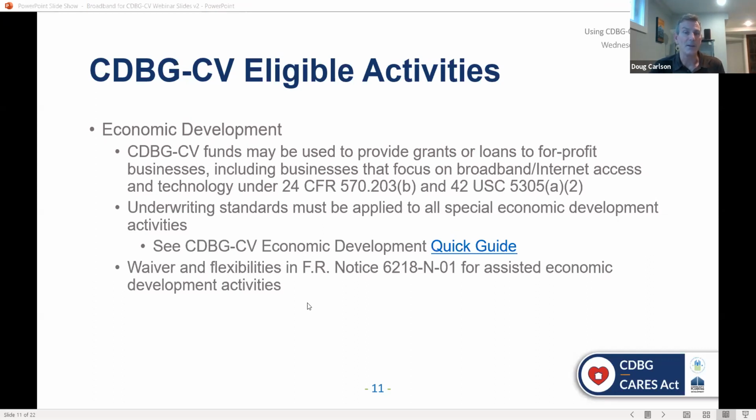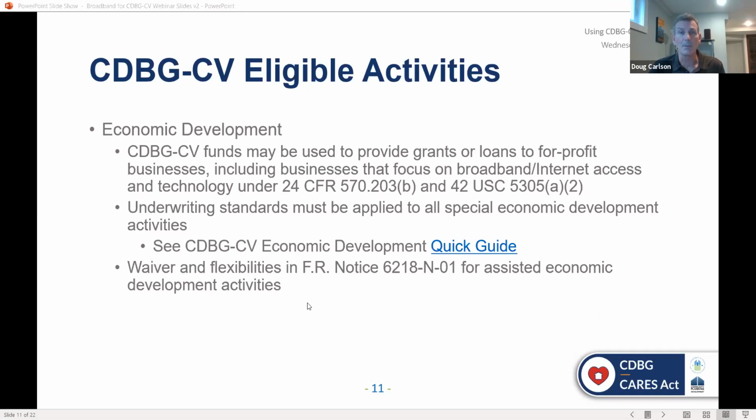And again, there is another quick guide on how you use CDBG-CV for economic development that is on the HUD Exchange. That quick guide is posted on this slide, so you'll have access to it when you get the slides. It's also important to know, in terms of using this as an eligible activity, that there are waivers and flexibilities in the Federal Register notice for CDBG-CV for economic development activities. Stan is going to go over a couple of those.